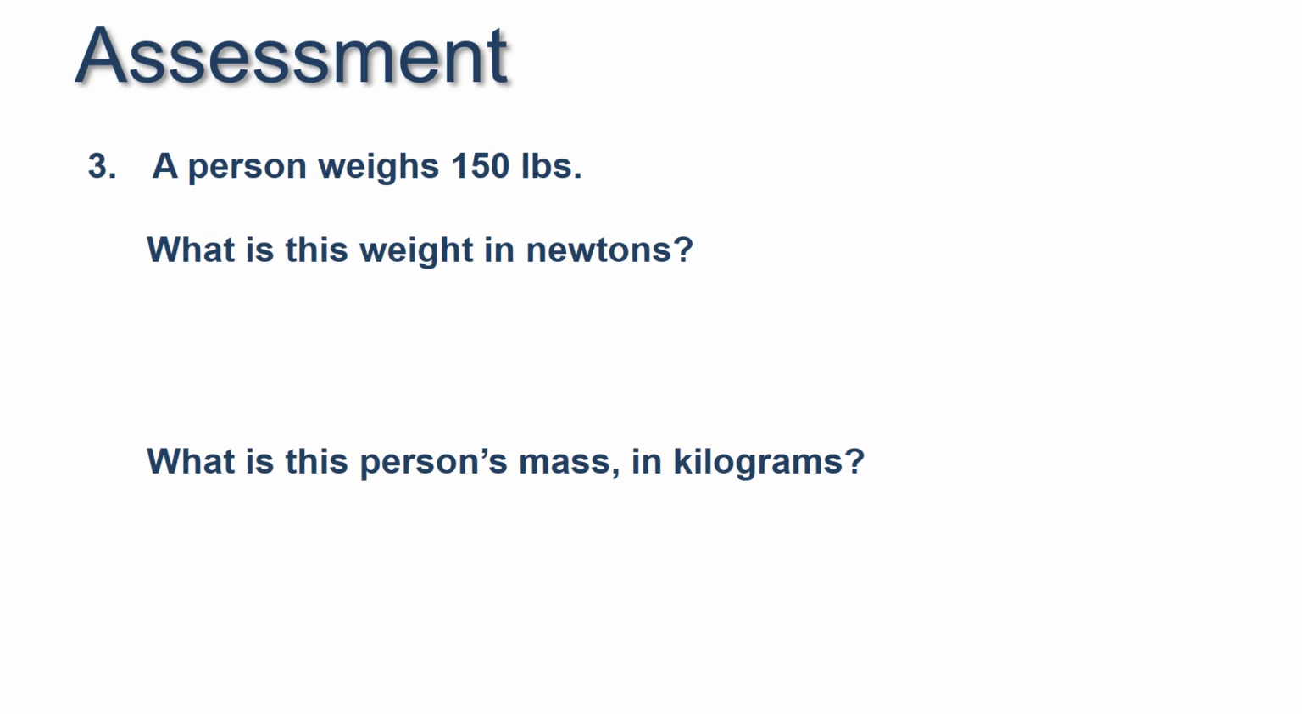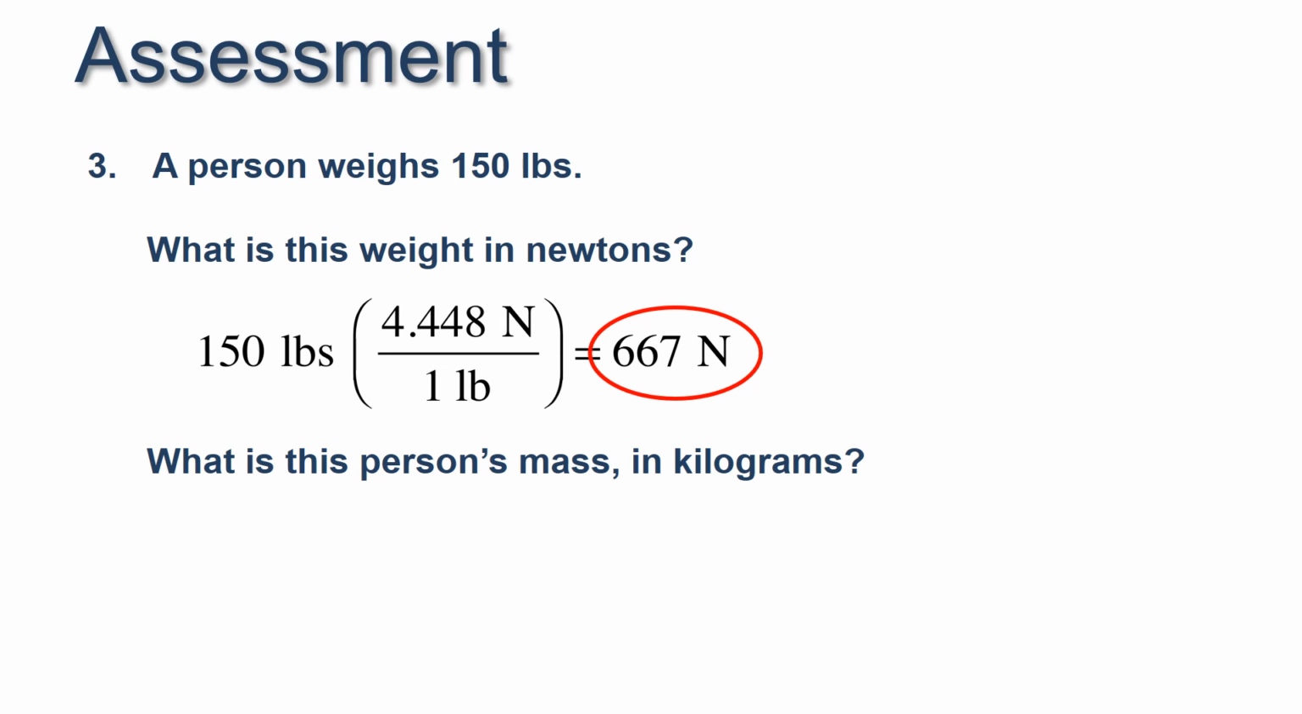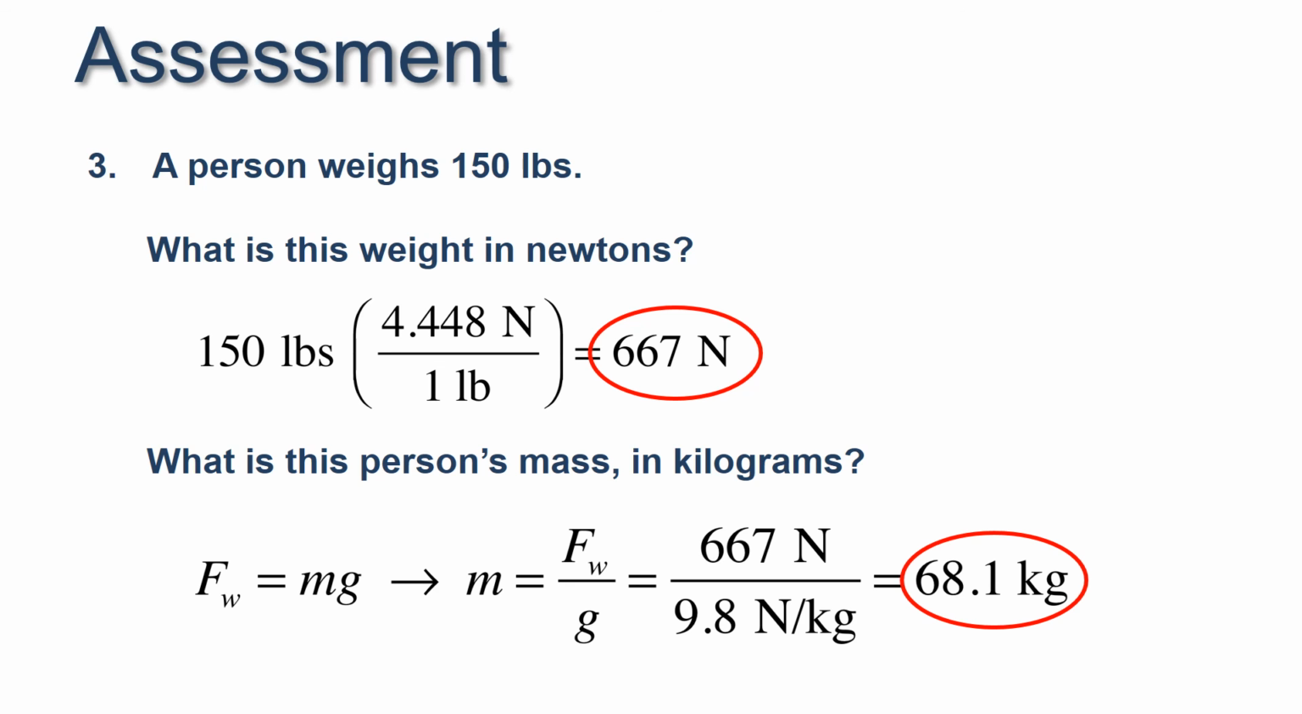A person weighs 150 pounds. Let's first find their weight in newtons. So first I'm going to use that conversion factor of 1 pound equals 4.448 newtons. So go ahead and do that math. That gives you 667 newtons. Now, using m equals force over gravity, I can find their mass in kilograms. Take a second to solve that. You should get 68.1 kilograms.